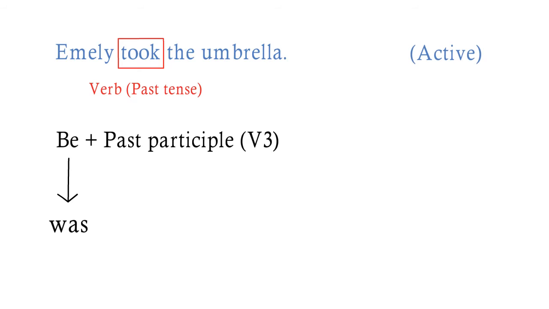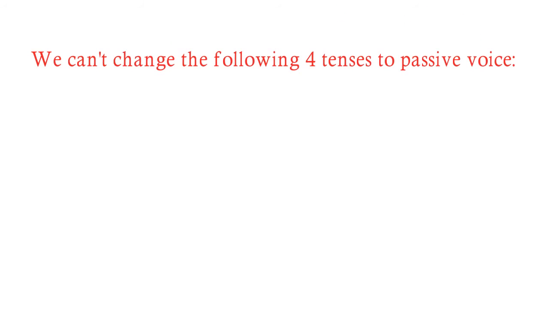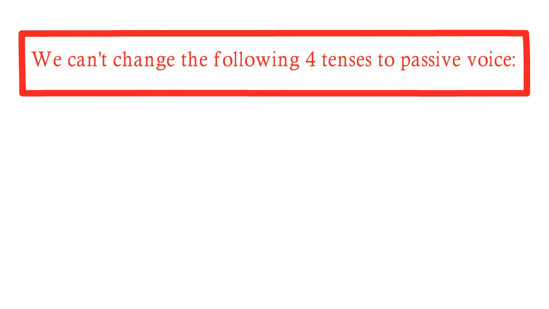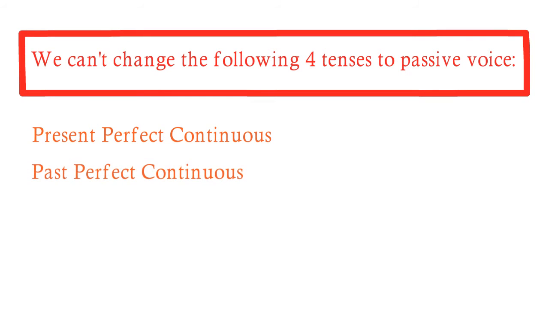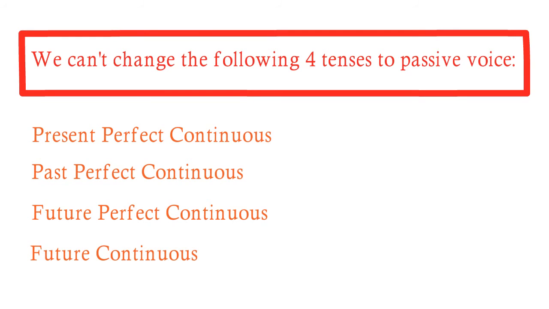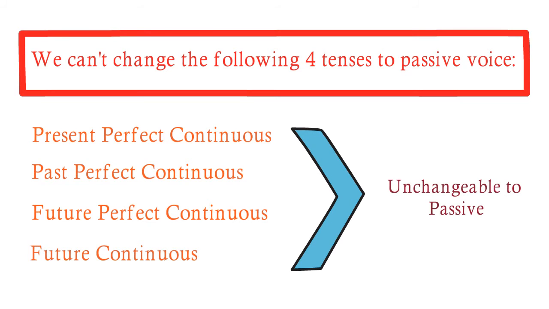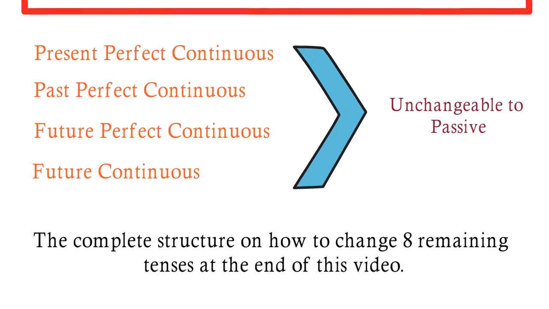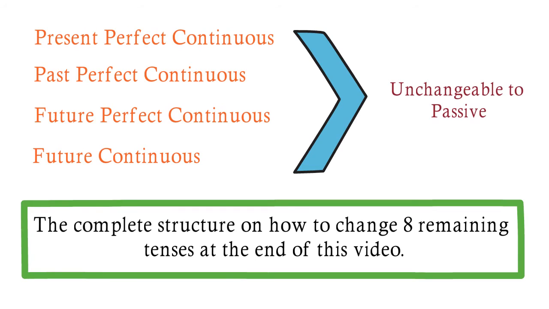Up to now, our passive sentence looks as follows. The umbrella was. Notice that out of 12 tenses, we can't change the following 4 tenses to passive voice. Present perfect continuous, past perfect continuous, future perfect continuous, and future continuous. We mention the complete structure on how to change the 8 remaining tenses at the end of this video.